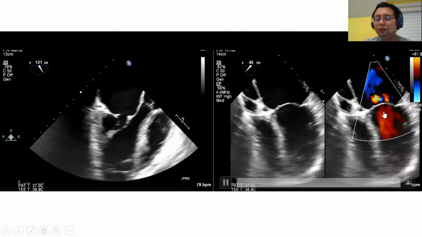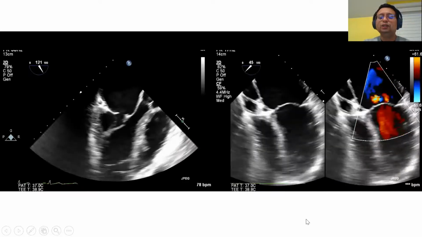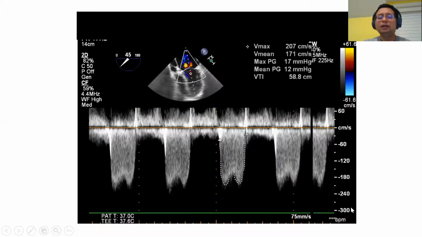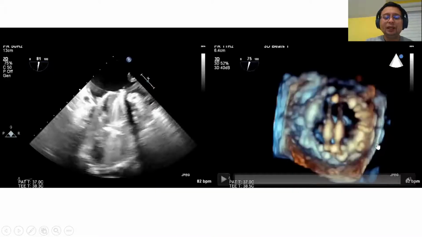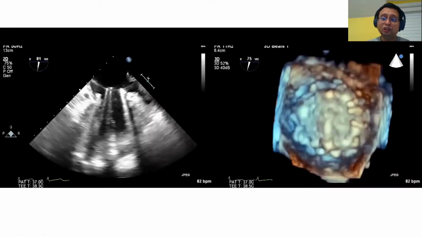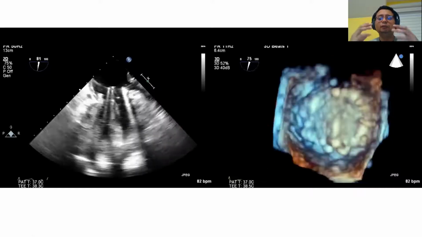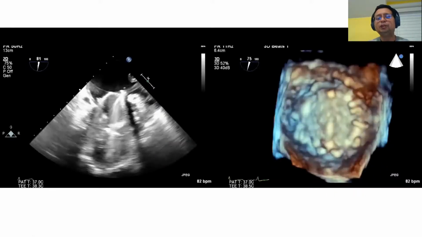And you look at the color Doppler, you can see that there is flow convergence from left atrium to left ventricle. So this is actually someone with mitral stenosis. The mean gradient is 12 millimeter mercury across the mitral valve. And what happened to this patient? So this is actually a patient with a parachute mitral valve. Parachute mitral valve is a congenital heart disease in which both leaflets are attached to only a single papillary muscle.